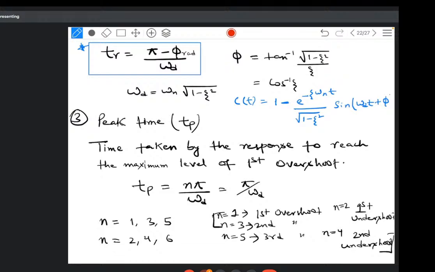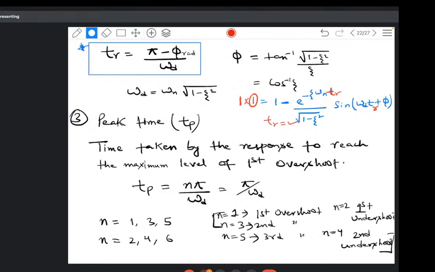Now, if you place Tr instead of t, at that time the response will become 100%, because for an underdamped system it is the time taken by the response of the system to reach from 0% to 100%. 100% means 1, because this is my steady state value of output. So this part will be 1. So from here you can calculate the value of Tr, and the Tr will come like this: (pi minus phi) radian by omega d.